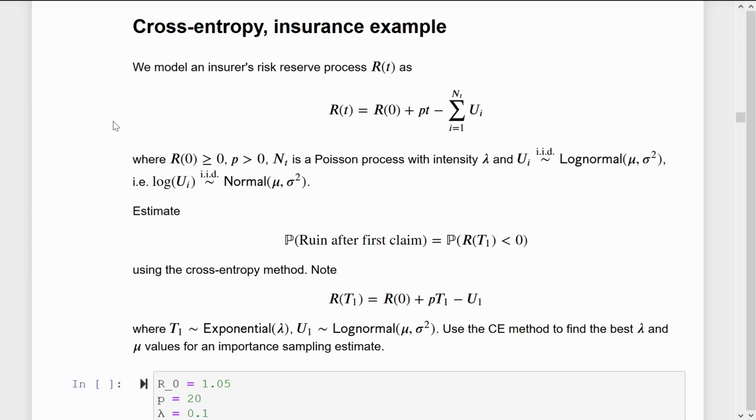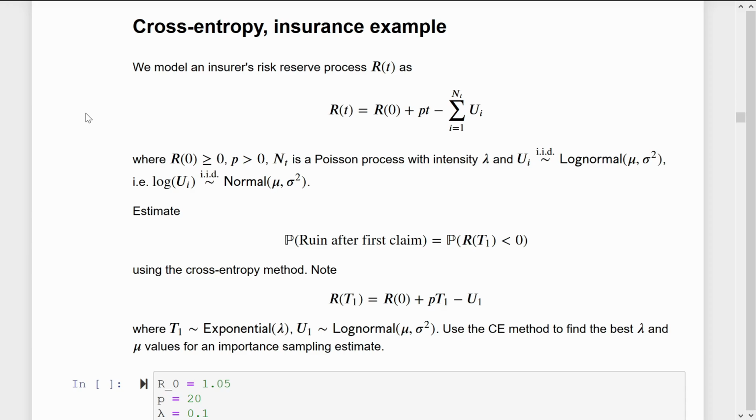We'll look at estimating the probability that the insurer is ruined by their first claim. The first claim arrives at the time t1, which is an exponential random variable, and the first claim size is u1. The reserve after the first claim arrives, R(t1), is then the initial reserve R0 plus any premiums gathered until time t1, subtract away the log-normal claim size u1.